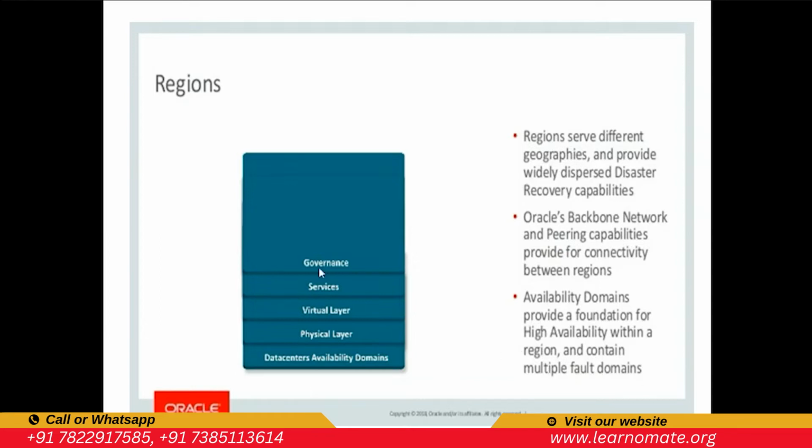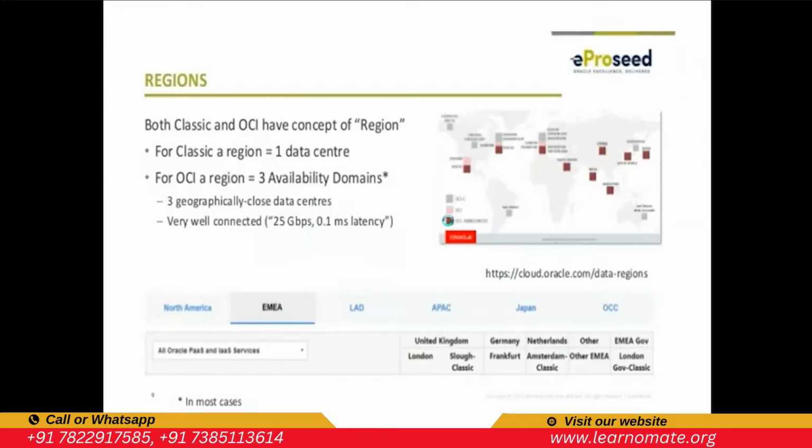Here you can see the whole region contains availability domains, and on top of it the physical layer, and on top of it the virtual layer, and on top of it services, and on top of it governance. Earlier, before 2017, we called the availability domain a data center, because till 2017 OCI was called generation 1. In generation 2 we call this an availability domain. For OCI each region contains 3 availability domains, but it depends on the type of the region, as I said now.